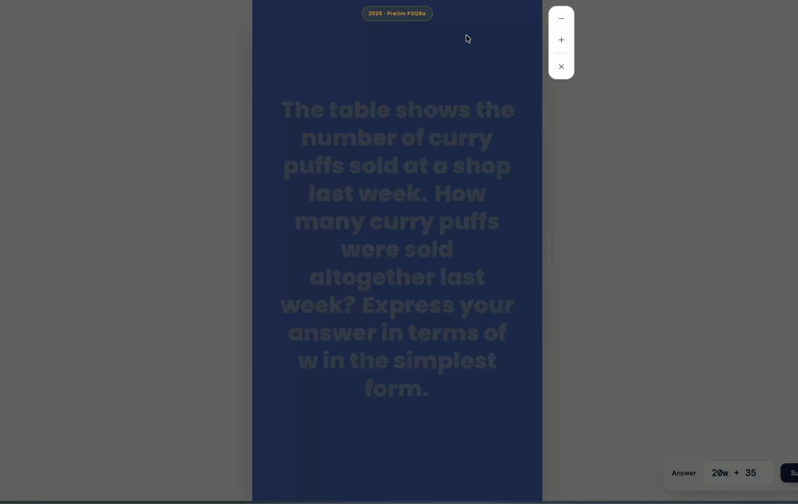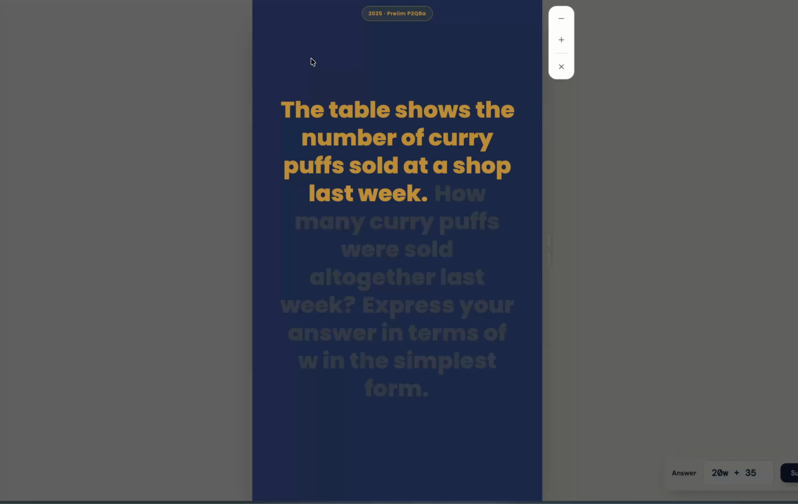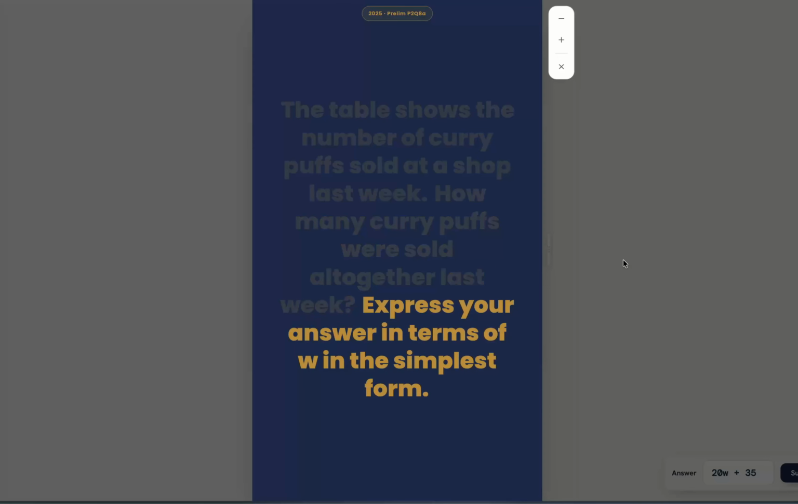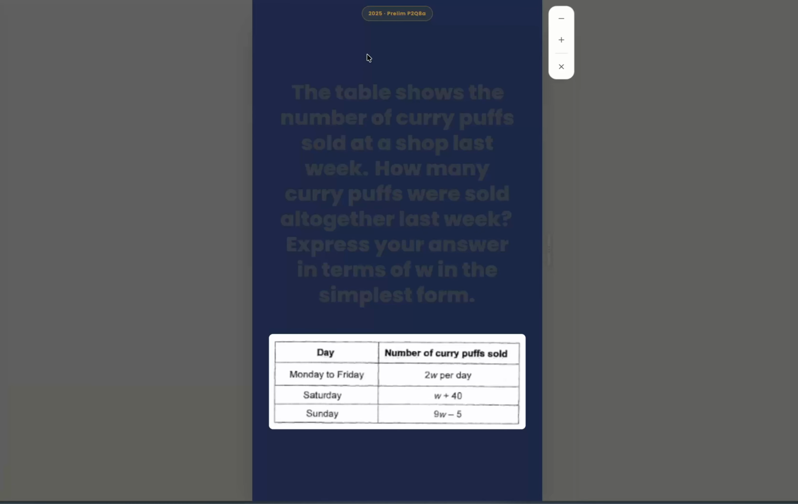Right. Question 8, part A. The table shows the number of curry puffs sold at a shop last week. How many curry puffs were sold altogether last week? Express your answer in terms of W in the simplest form.